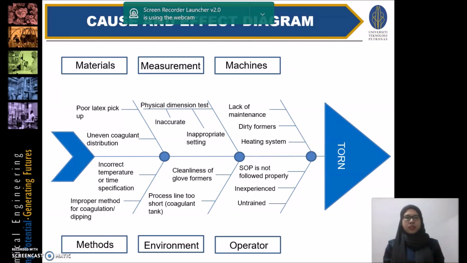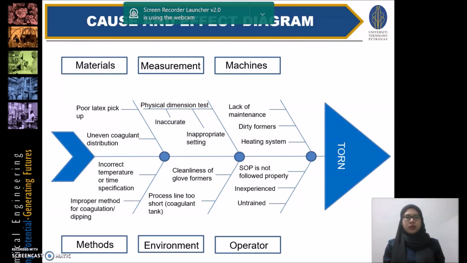The first problem is easily torn glove. The causes of this problem are, firstly, the machines involved in the process are late for maintenance, hence it cannot perform at the expected rate. The glove formers used in the process are not clean as there is dirt or debris. The heating system is not powerful enough for complete drying.